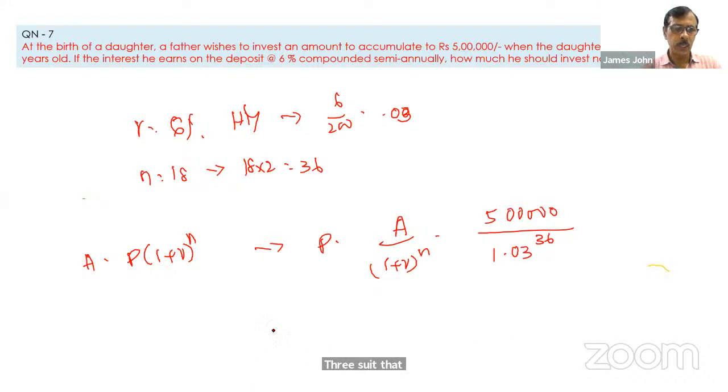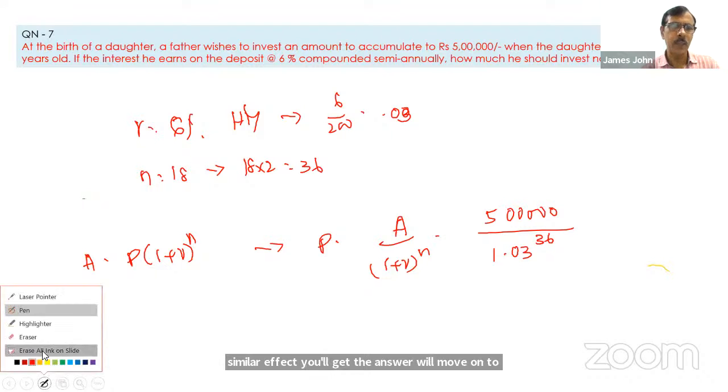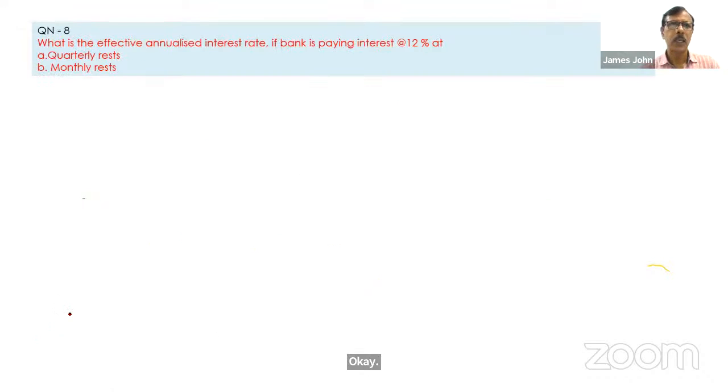We'll move on to the next question. Okay, the simplification part I am leaving, it's only pure arithmetic. Effective annualized interest rate. If the bank is paying interest at 12%, quarterly rest or monthly rest, this question also they used to ask. What is the annualized interest rate or effective interest rate?